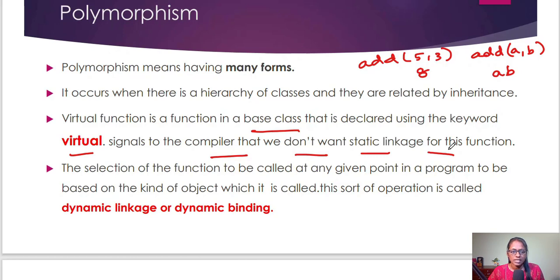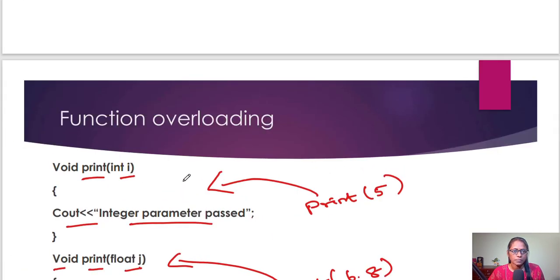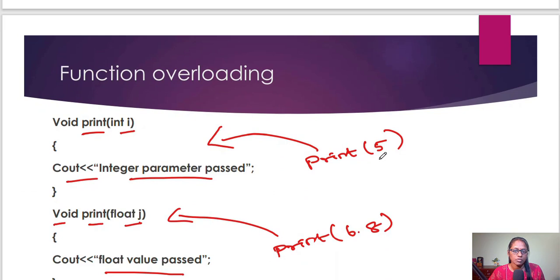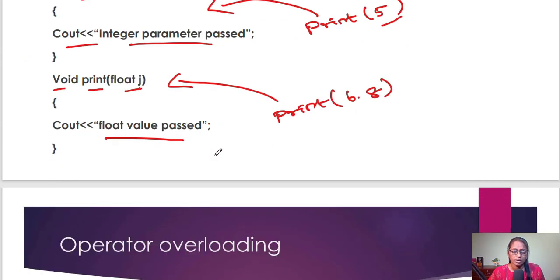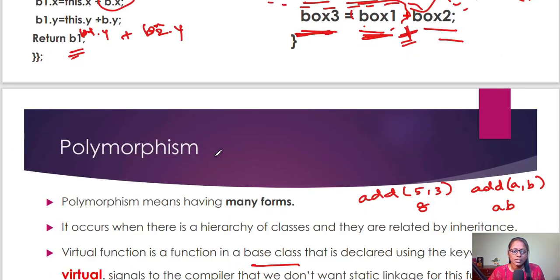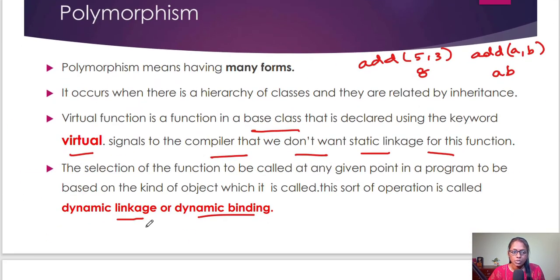And the next one is the selection of the function to be called at a given point in a program based on the kind of object, which is called dynamic linkage or dynamic binding, which I explained in function overloading. See, based on the value I pass, I call that function. If I pass integer data, the integer function will be called. If I pass the float data type, the float function will be called. So that is called function overloading. That is also called dynamic linkage or dynamic binding. So this comes under polymorphism.